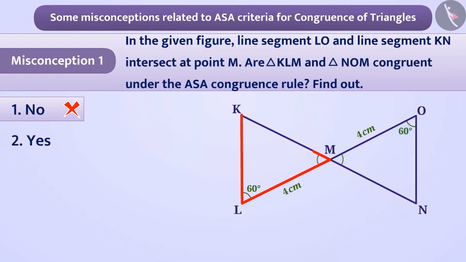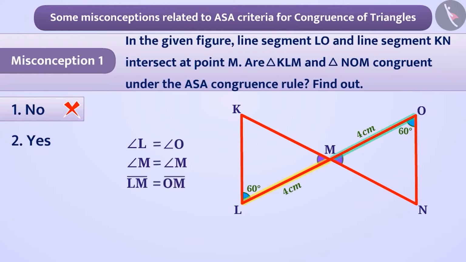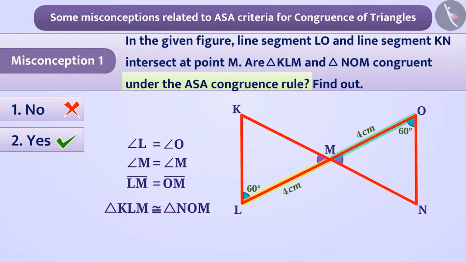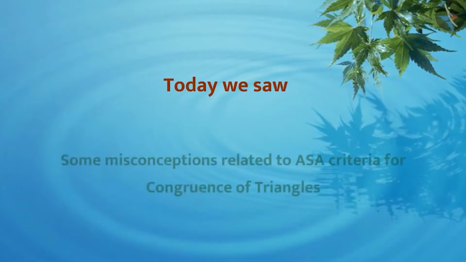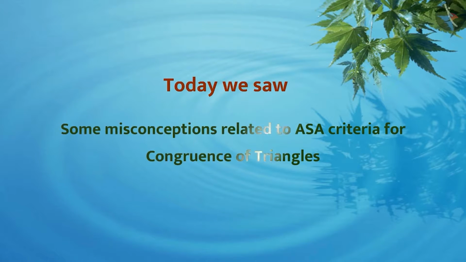Here we observe that angle L and angle M and the included side LM of triangle KLM are equal to the two corresponding angles angle O and angle M and the included side OM of triangle NOM. So under the ASA congruence rule, we can say that triangle KLM and triangle NOM are congruent. Hence, option 2 is the correct answer. Today we saw some misconceptions related to ASA criteria for congruence of triangles.